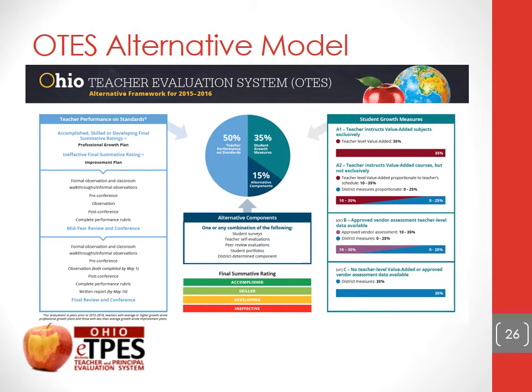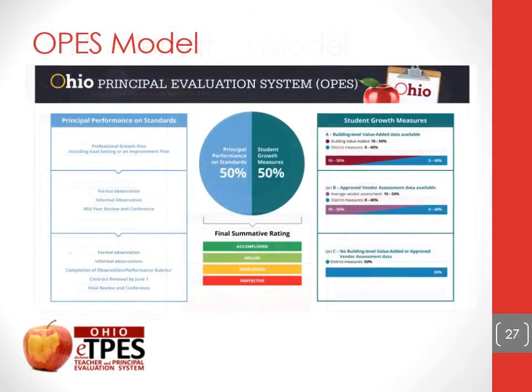Again, this is a district decision, and the model chosen is to be used by the entire district or community school. However, the 15% component will be chosen for teachers on an individual basis. For principal evaluation, all evaluations will follow the original framework of 50% based on performance measures and 50% based upon student growth measures.